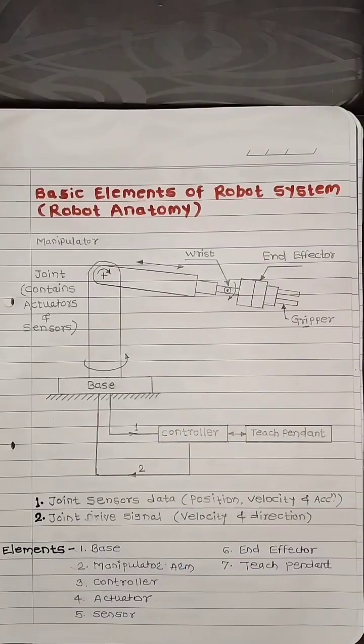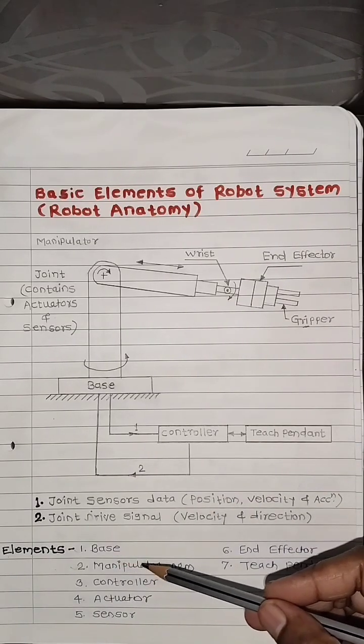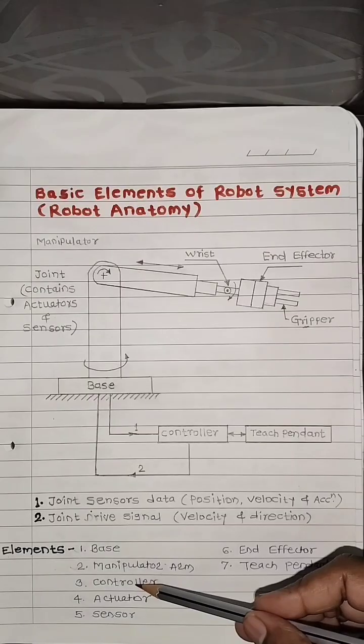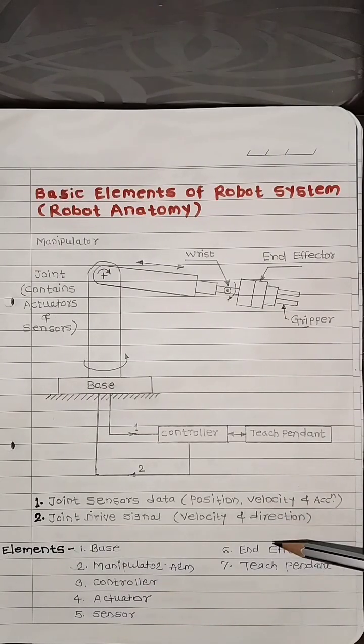Hello friends, today we are going to learn the basic elements of robot system. As shown in the diagram, there are many robotic elements. First one is the base, second one is manipulator arm, third one is controller, fourth one is actuator and sensor, then next one is end effector and last one is teaching pendant. Some elements are indicated in the diagram.